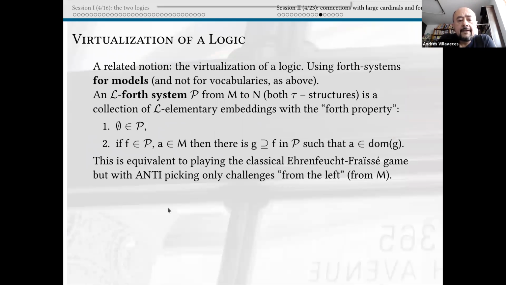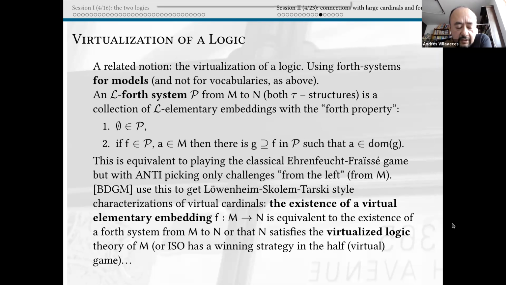So anyway, this turns out to be equivalent, by a very classical, almost folklore kind of knowledge, to playing the classical Ehrenfeucht-Fraïssé game, but with the anti-isomorphism player picking only challenges from the left. And that part is, I think, quite clear. So this gives rise to the following idea.